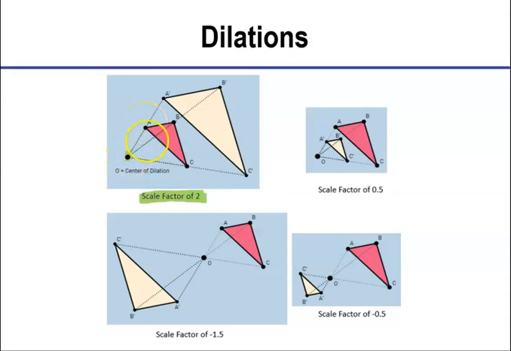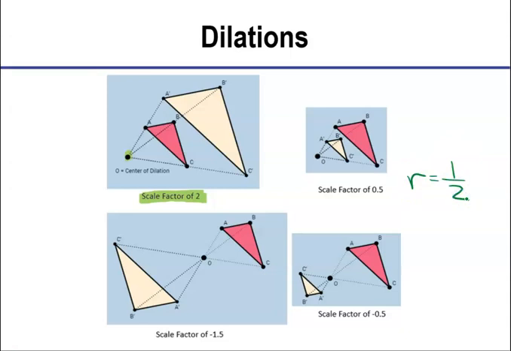And the distance from O to B prime is twice the distance from O to B, and the distance from O to C prime, you get the point, is twice the distance from O to C. That's what happens when you have a scale factor of 2. Well, what if you have a fractional scale factor? So they have 0.5. We might look at it as 1/2. Of course, they are the same thing.